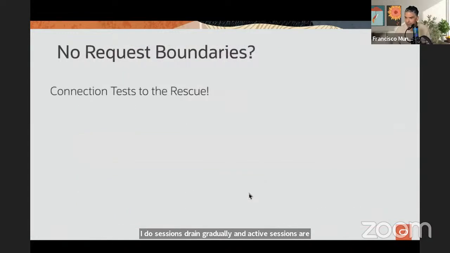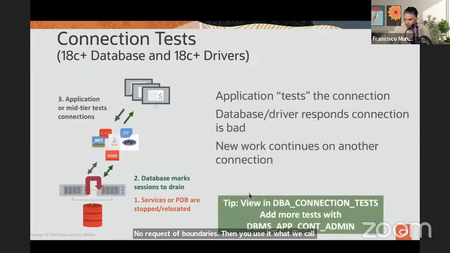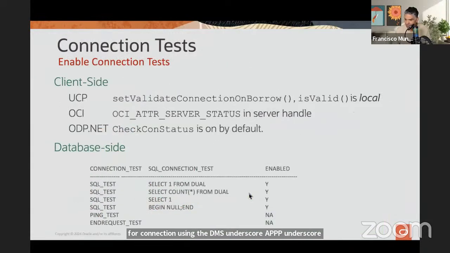With no request boundaries, you use what we call connection tests. Basically, the application runs a small piece of code just to check that the connection with the database is alive. To view the connection tests that are currently available within the database or in use, you can use the view DBA_CONNECTION_TESTS, and you can add more tests if your application is using a different kind of string for connection, using the DBMS_APP_CONT_ADMIN package. This is one example of the database side.